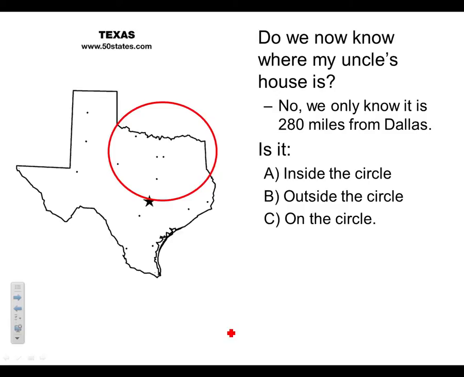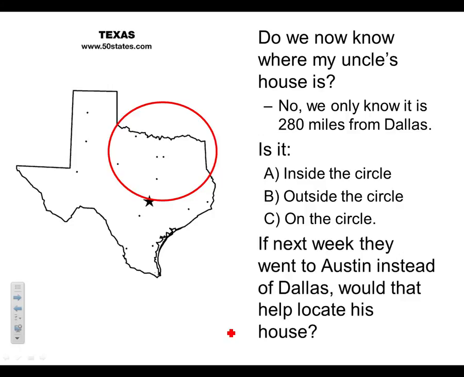So is it inside the circle, outside the circle, or on the circle? The circle has a radius of 280 miles, so the answer is, it is somewhere on the circle. The radius of the circle is 280 miles, so we know that his house is somewhere on the circle. So basically there's an infinite number of possible locations for his house at that distance from Dallas.